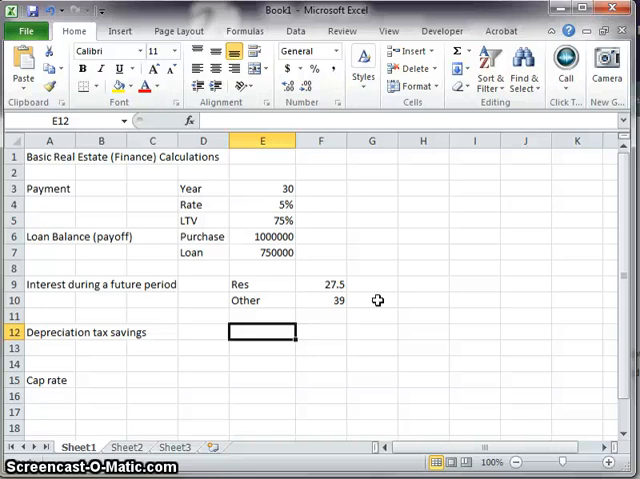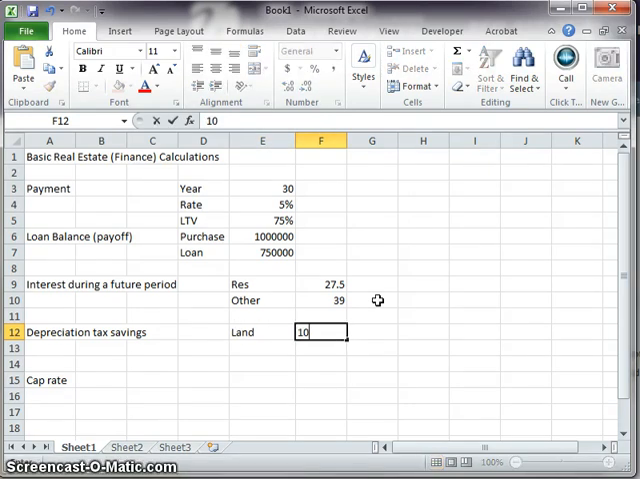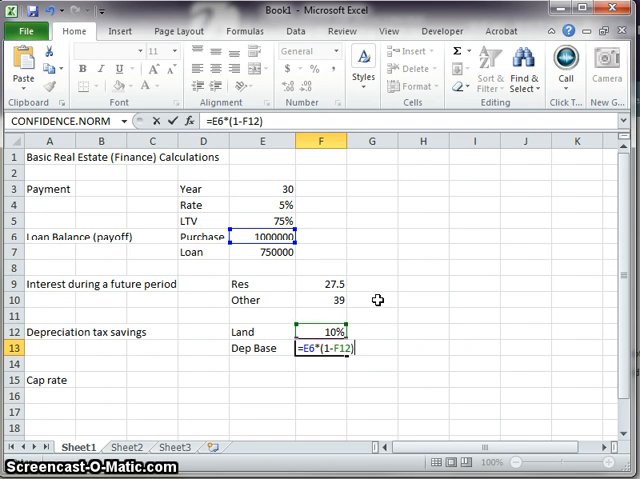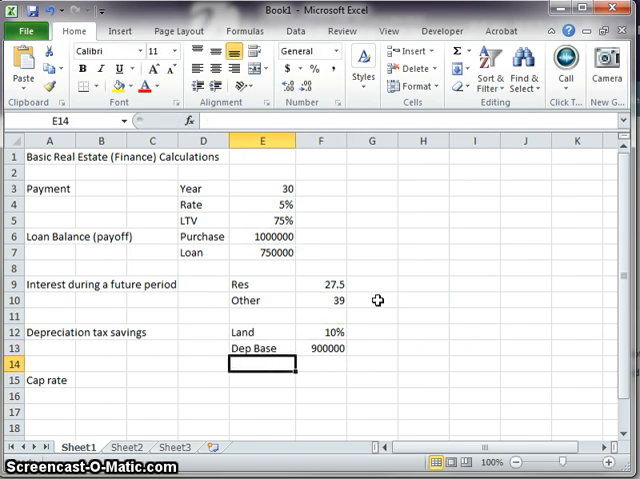Let's say that similar to what we had here, we have a building that was worth $1 million, but we're only able to depreciate the building, not the land. So let's say that the land is 10% of the value. So we're able to depreciate 90% of the value. So this is our depreciable base. The amount that we can depreciate is our original purchase price times 1 minus our 10%, and that's going to give us $900,000.